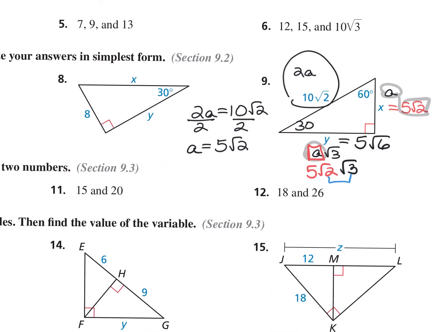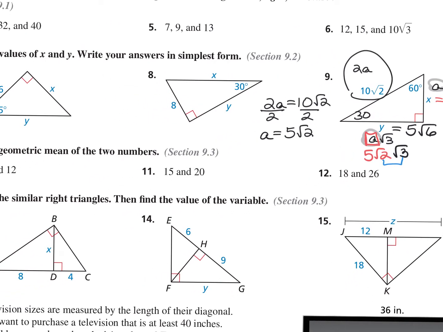Anybody need to see one from 10, 11, or 12? Okay, all you're doing here is finding the product. You're going to multiply the two numbers and then square root it. Again, I don't want a decimal answer. I want it left in simplest radical form. I'm going to want it exact.